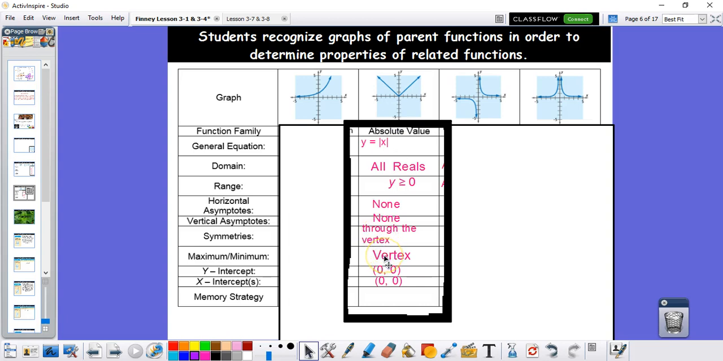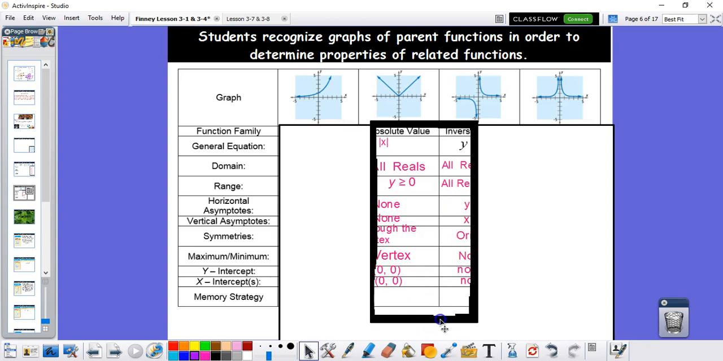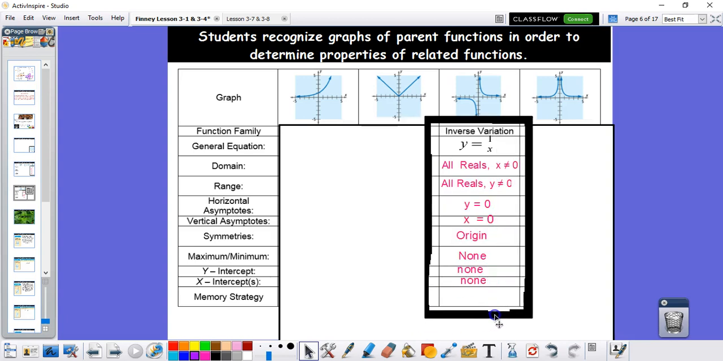The maximum or minimum is the vertex because the absolute value could open up or down. And in this case, our x-intercept and y-intercept are 0, 0. Then the last two are the ones that we did on the drill.